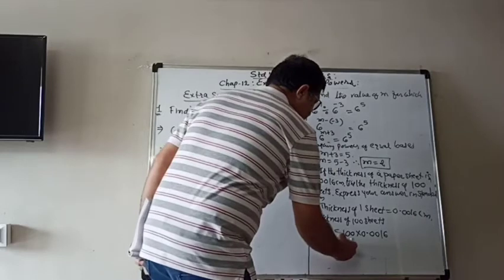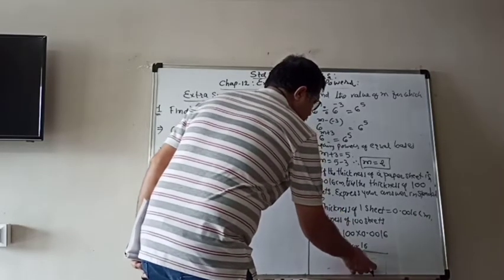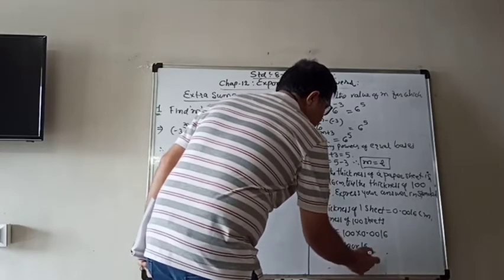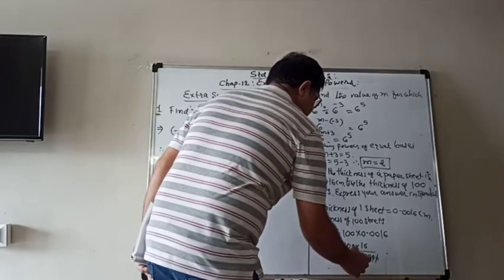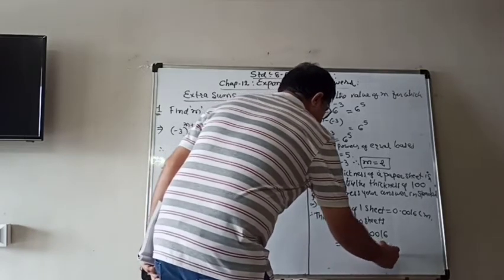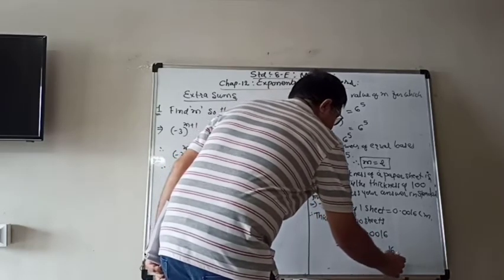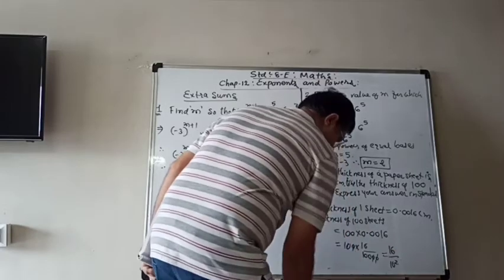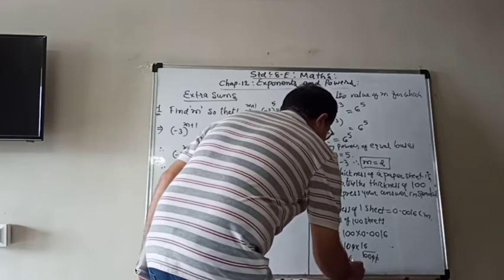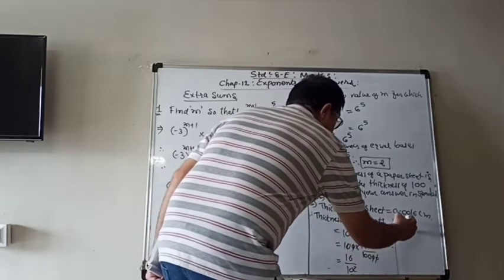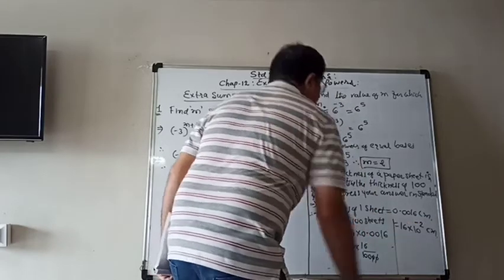So now you can convert that into 16 upon 1, 2, 3, 4, means 10,000. 0, 0 are cancelled. Is equal to 16 upon 100, means 10 square. Is equal to 16 upon 10 square, which you can write down 16 into 10 raised to minus 2 centimeter.